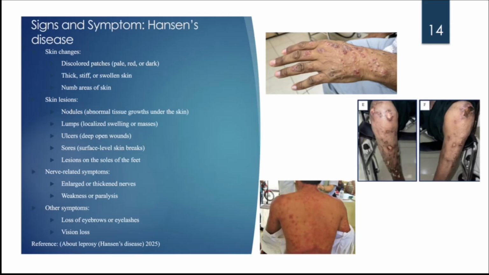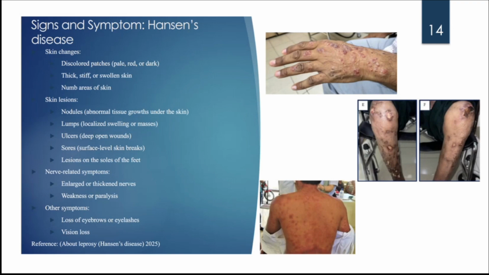Okay, some signs and symptoms of Hansen's disease. So there can be skin changes such as discolored patches, pale, red, or dark, thick, stiff, or swollen skin, numb areas of the skin, and then there's also skin lesions. There's nodules, which are abnormal tissue growths under the skin, lumps, localized swelling or masses, ulcers, which are deep wounds, sores, surface level skin breaks, and lesions on the soles of the feet.